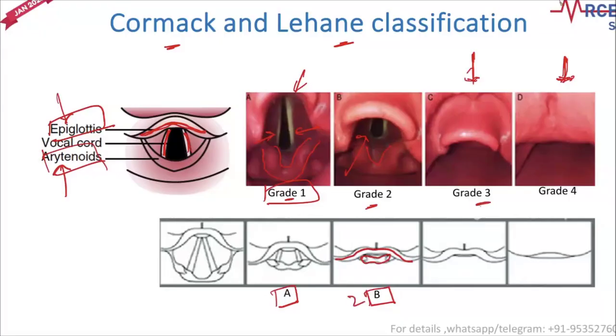In grade 3, you're able to visualize only the epiglottis. In grade 4, you're not even able to visualize the epiglottis. You can't visualize the epiglottis, you can't visualize the vocal cords, you can't visualize the arytenoids. So nothing can be visualized in grade 4. Grade 3 and grade 4 are very difficult to intubate.